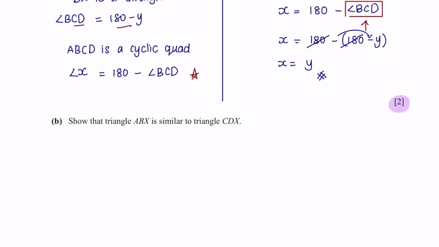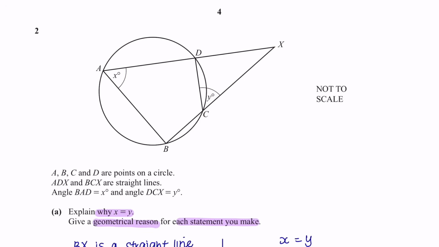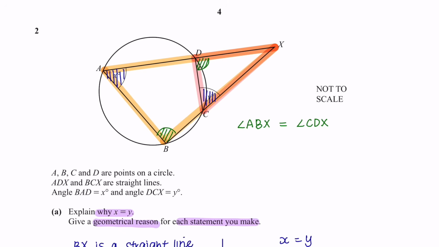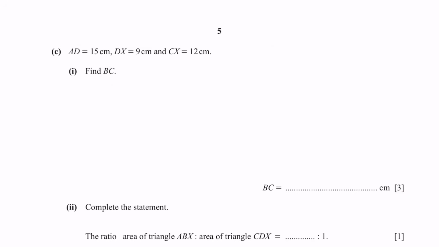Next, part B. Show that triangle ABX is similar to triangle CDX. And we are given, again, 2 marks for this question. So we are going to need to prove that triangle ABX is similar to triangle CDX. We know that x and y are equal, which means that angle ABX will be equal to angle CDX. And both these triangles have a common angle over here, which means that these two triangles are similar to each other. Next, question C.